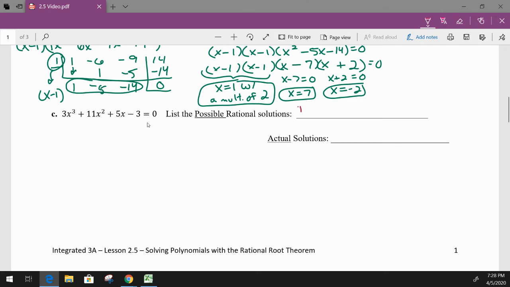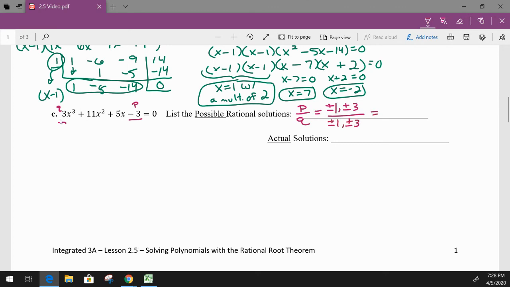So my p over q, where p represents the factors of my constant. The only factors of 3 or negative 3 are positive or negative 1, comma positive or negative 3. Well, it just so happens my leading coefficient is also 3, so that's my q. Well, the factors of 3, again, are 1 and 3, but they could be positive or negative.